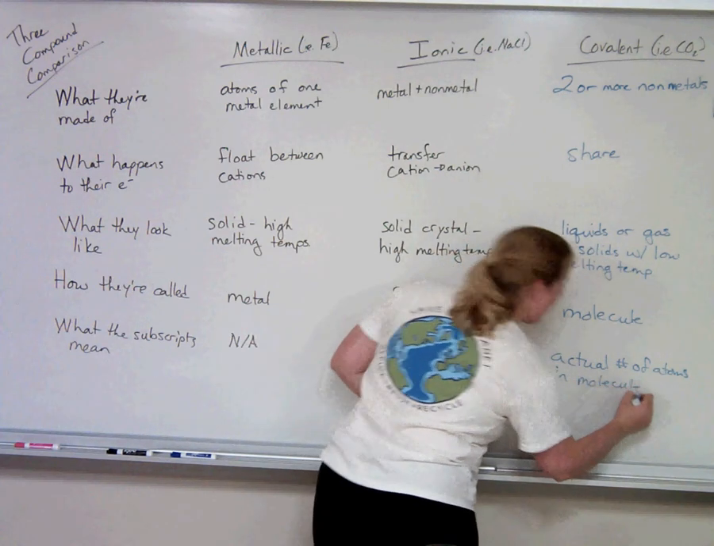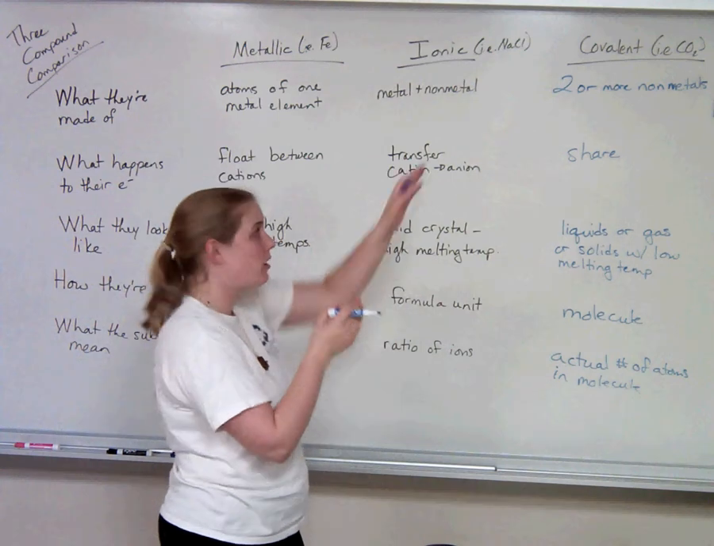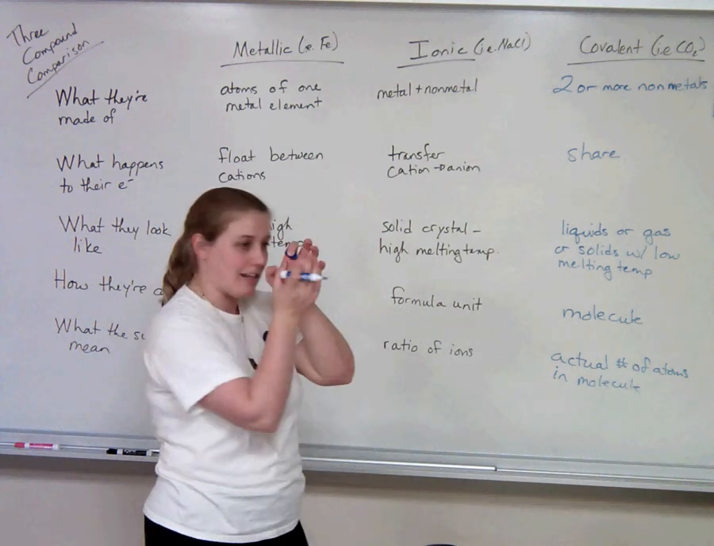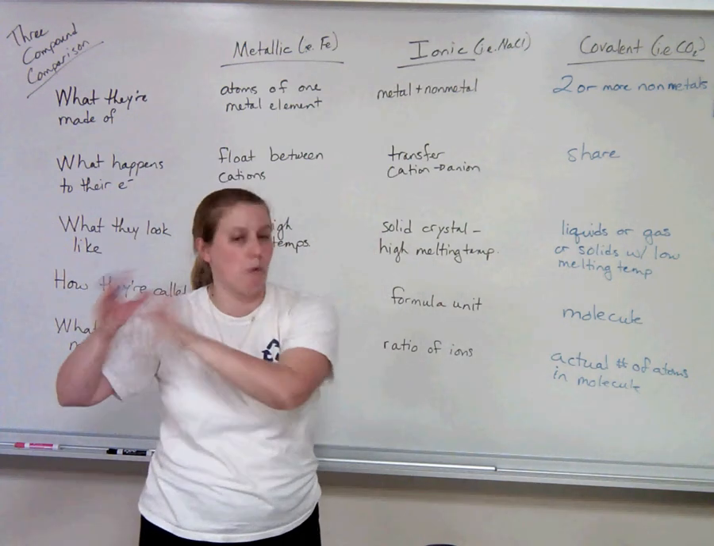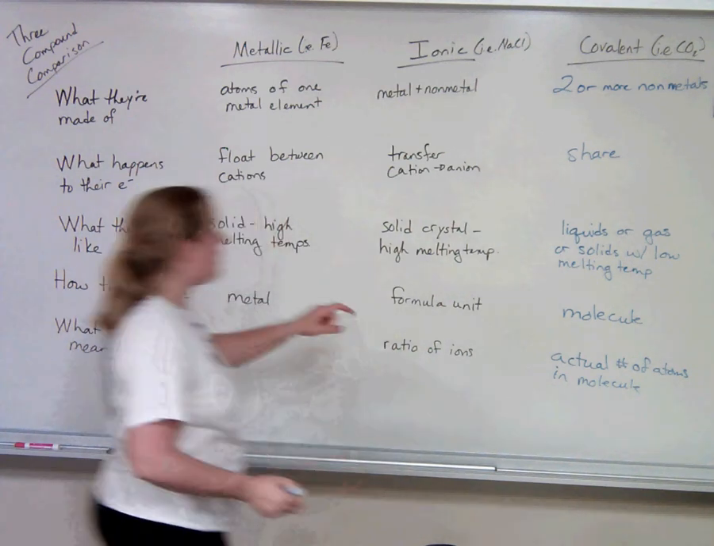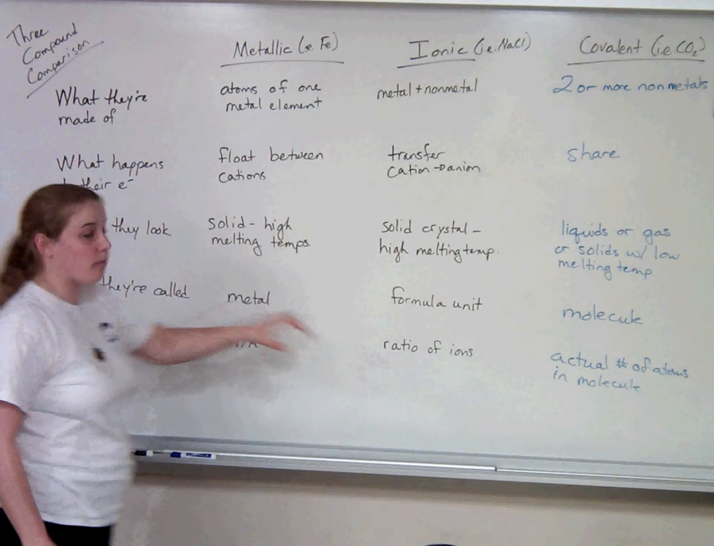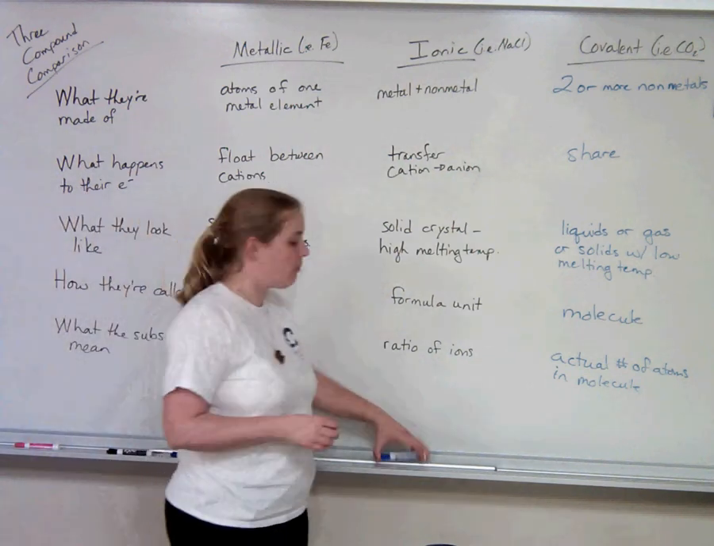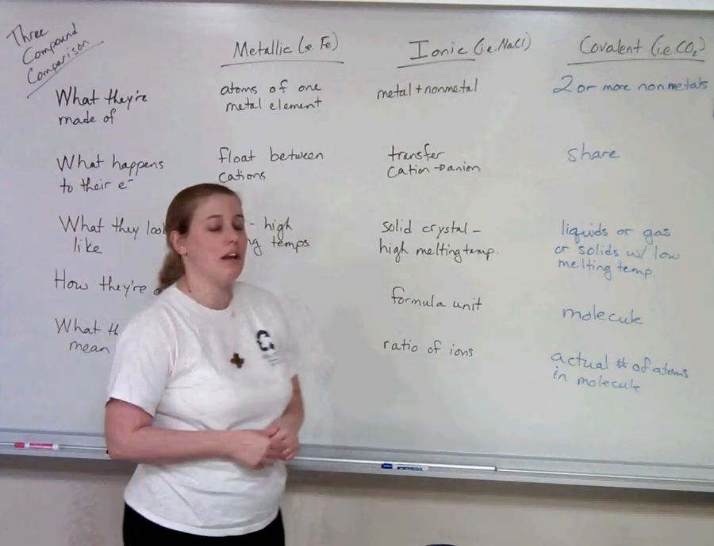So we have an individual molecule that contains one carbon and two oxygens, and that's one molecule. And there's another molecule over here with one carbon and two oxygens. They have nothing to do with each other. So that is the subscript. It's no longer a ratio anymore. It's an actual number. Therefore, it does not have to be reduced. We're going to talk about that in a later video. Thank you.